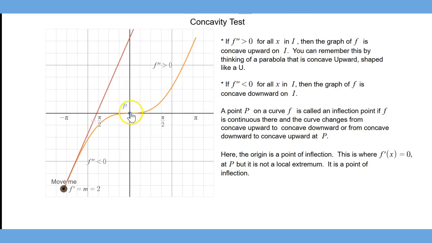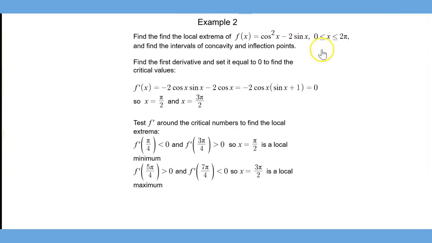And the point where it changes concavity is called an inflection point. So in this case, that critical value at the origin is also an inflection point, and that's where it changes from concave down to concave up. So here's another example. Find the local extrema of this function and find the intervals of concavity and the inflection points. First we'll start off finding the local extrema.